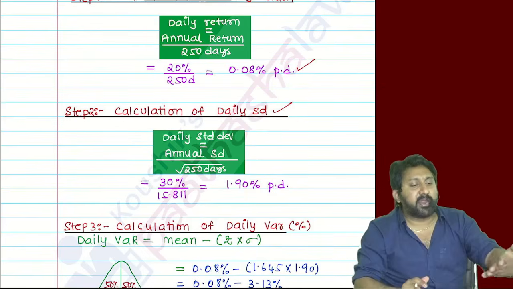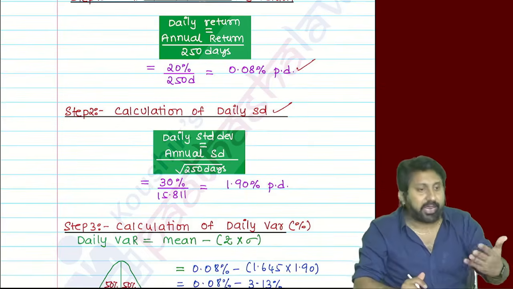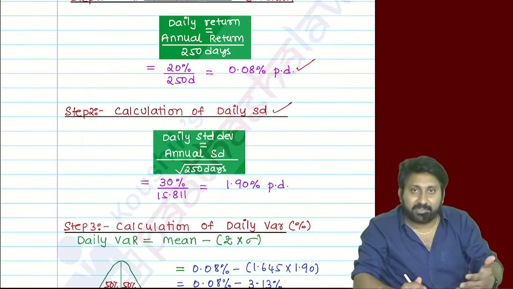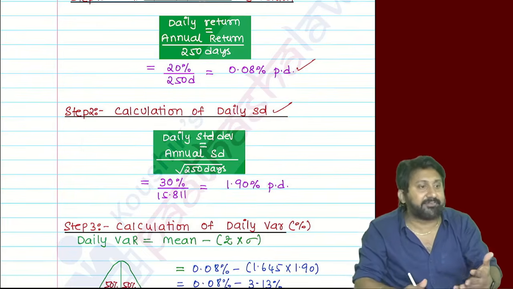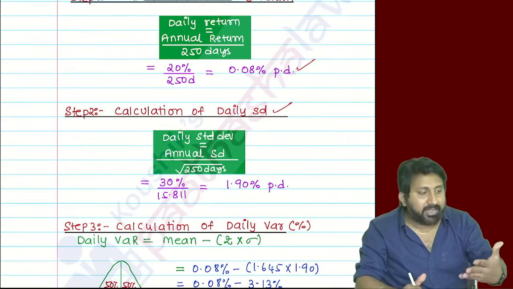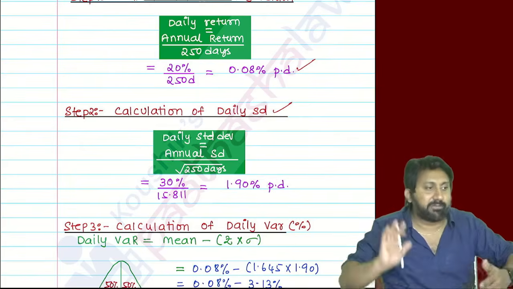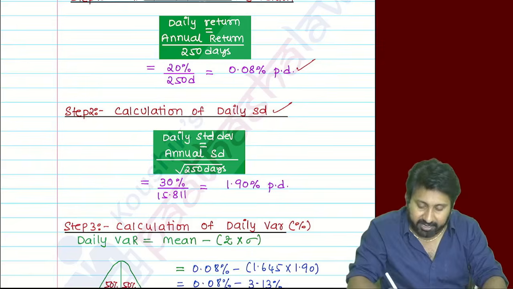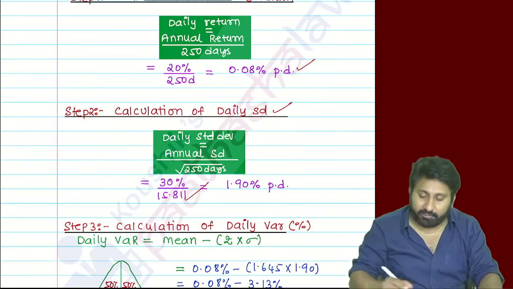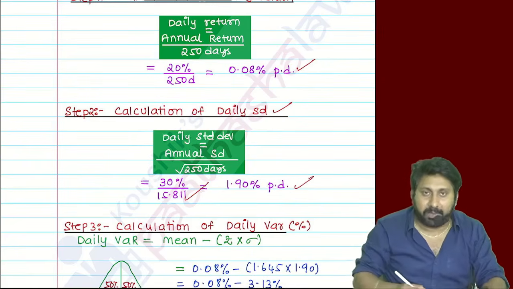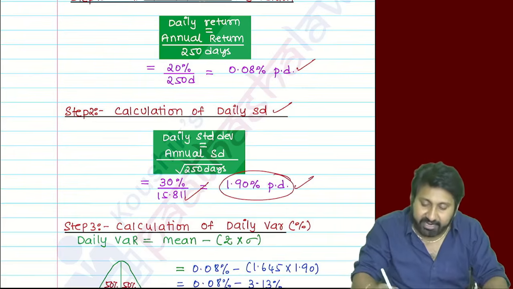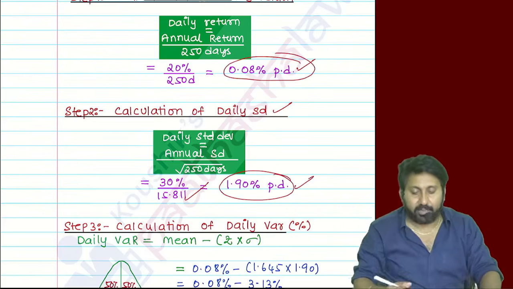If a practical scenario comes, you joined a company, they ask you to calculate. You are writing NISM exams, some CFA exams, CA final exams. When you open that and want to solve, this is how it will be solved. Annual standard deviation divided by root of 250, you got 1.90 per day. So this is the daily standard deviation. This is the daily return.